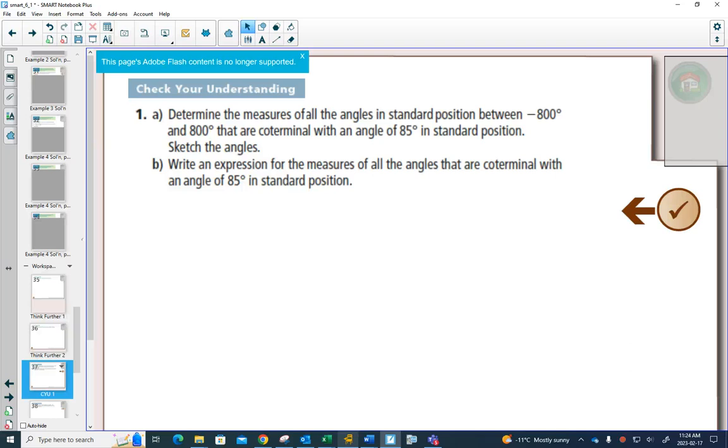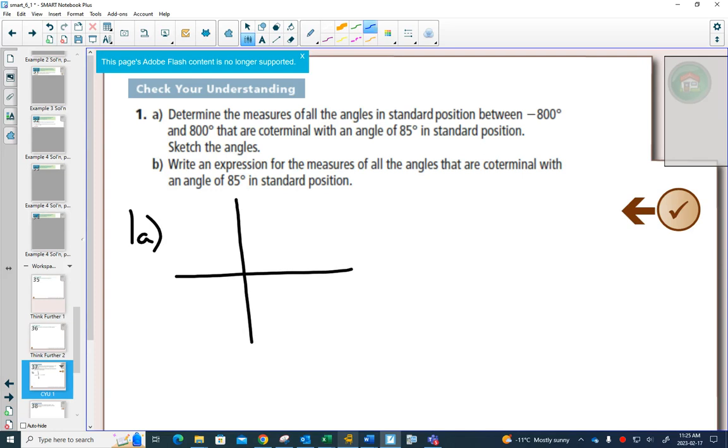In 1A, we want to draw a sketch of this. We're starting with 85 degrees, so 85 degrees in standard position would look like that. And we want to determine the measure of all the angles in standard position between -800 and 800 that end in the same place as 85 degrees. So I want to find out what is coterminal with 85 degrees.